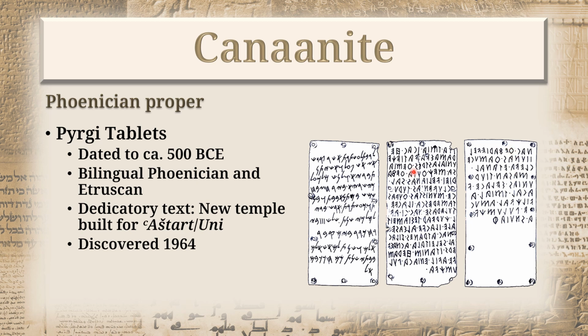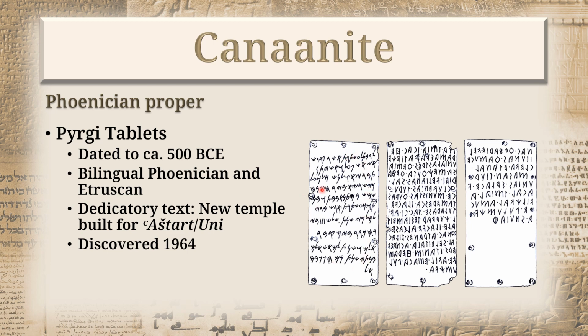You see the first two tablets on the right are written in Etruscan, which I will not talk about in this video because first of all it's not Semitic and I don't know it. And the third tablet is written in Phoenician. The text is more or less the same. It is a dedicatory text, and this text belongs to a new temple that was built and dedicated to the goddess known as Ashtart in Phoenician or Uni in Etruscan. And these tablets were discovered in 1964.